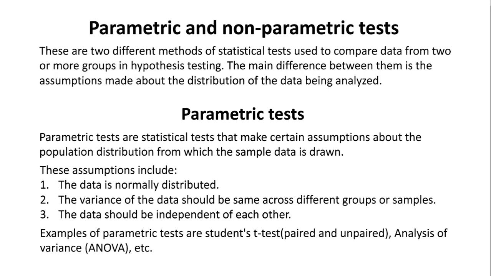data is drawn. These assumptions include: 1. The data is normally distributed. 2. The variance of the data should be same across different groups or samples. 3. The data should be independent of each other. Examples of parametric tests are: student's t-test, paired and unpaired, analysis of variance, ANOVA, etc.